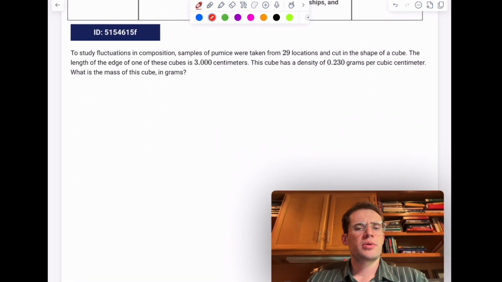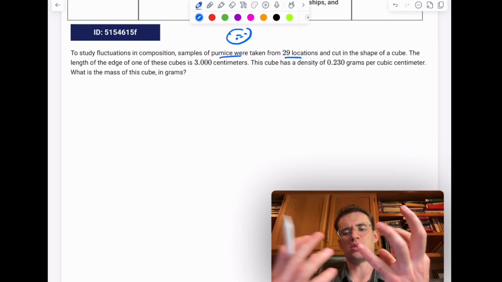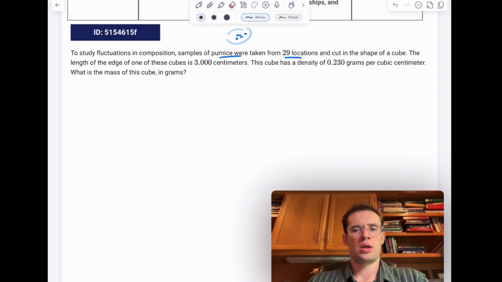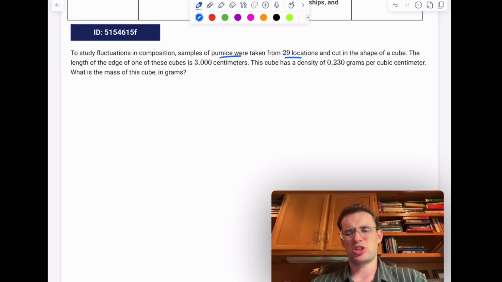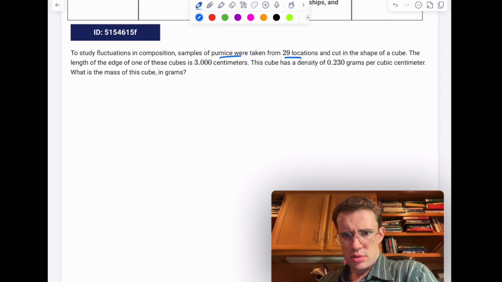All right, to study fluctuations in composition, samples of pumice were taken from 29 locations. So pumice is that rock that has all the holes in it, basically gas bubbles while it was cooling. So it's kind of got a spongy texture. Not really spongy, I guess, because spongy makes it sound like it's softer than it is. It's just a bunch of holes in it. It's kind of interesting. And I don't think that will matter, though.